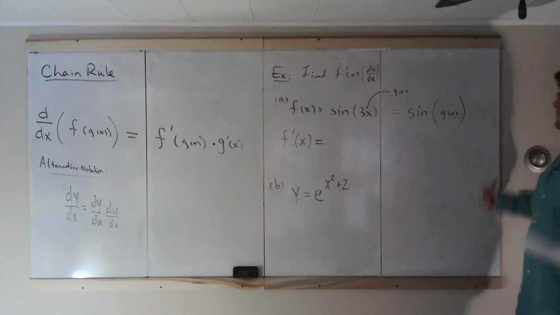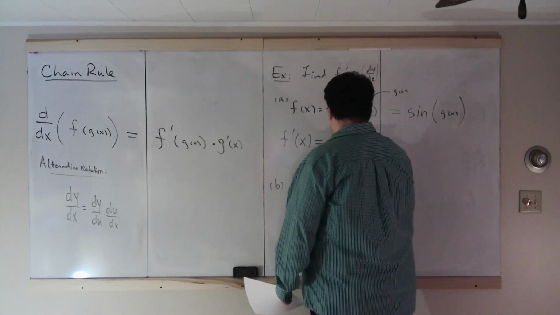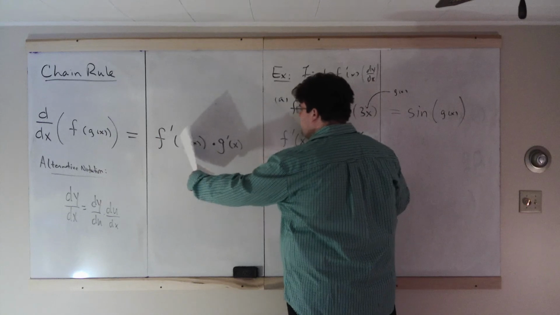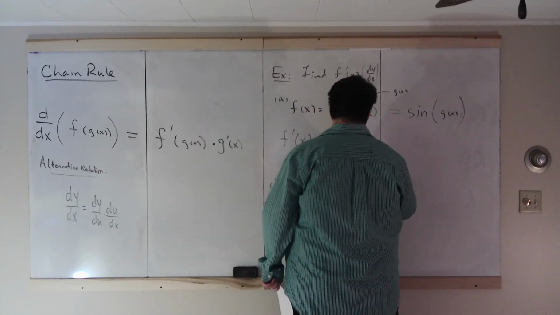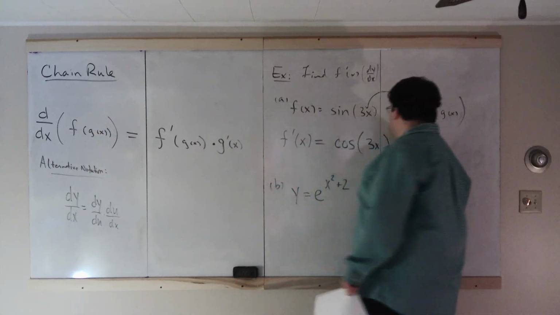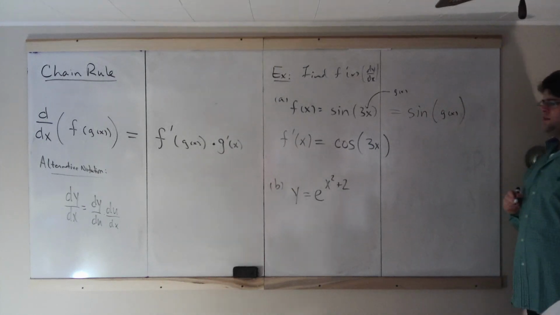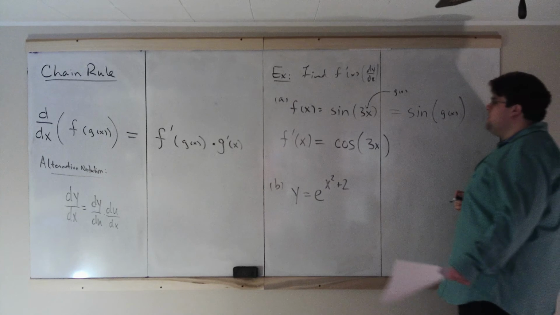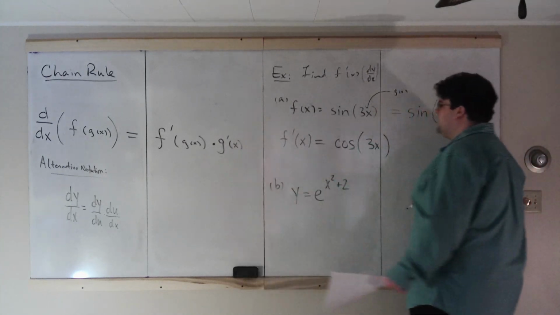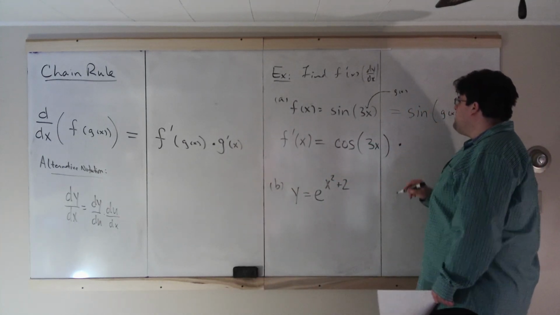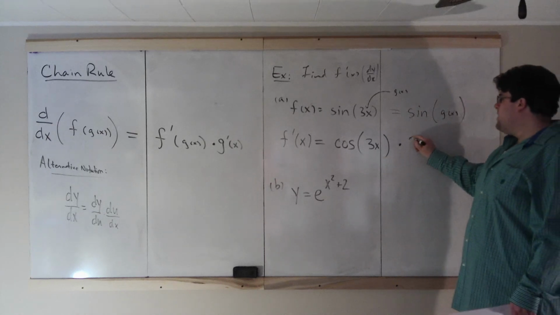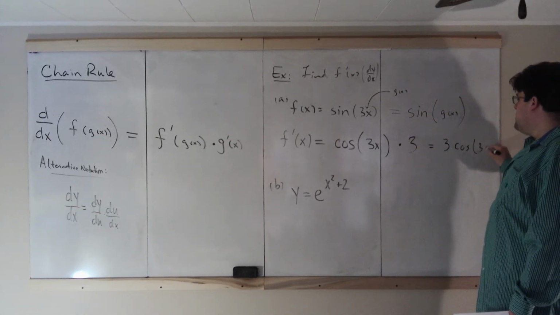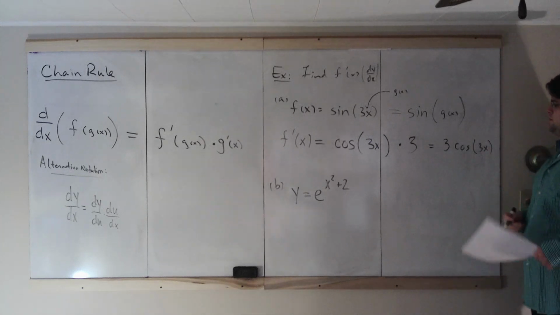f is sine. What's f prime? Derivative of sine is cosine. What's on the inside? Well, this tells us to leave g of x on the inside. G of x is 3x. But then you have to multiply by g prime of x. What's g prime of x? Well, g of x is 3x, derivative of 3x is 3. So we get 3 cosine of 3x.